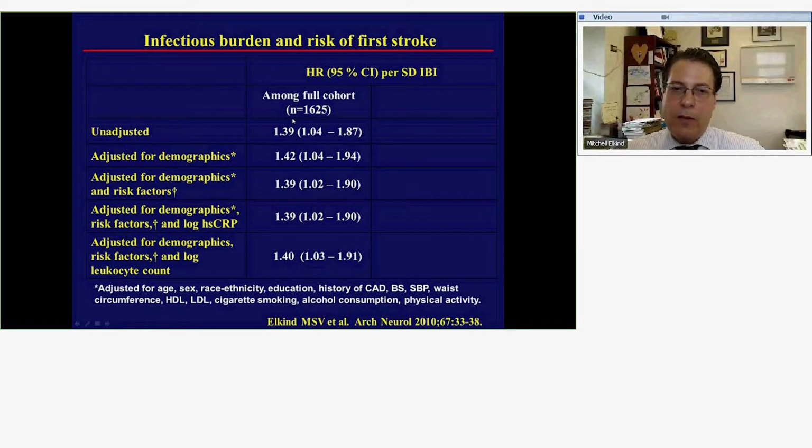And what we found was that in unadjusted models, you can see here, per standard deviation of infectious burden index, there was a 40% increase in risk.